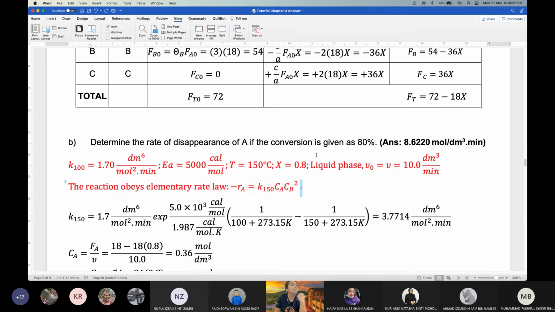That's why you get K, CA power 1, CB power 2. Okay, so you write like this. So now you're right, you have to find one by one. So first of all, K.